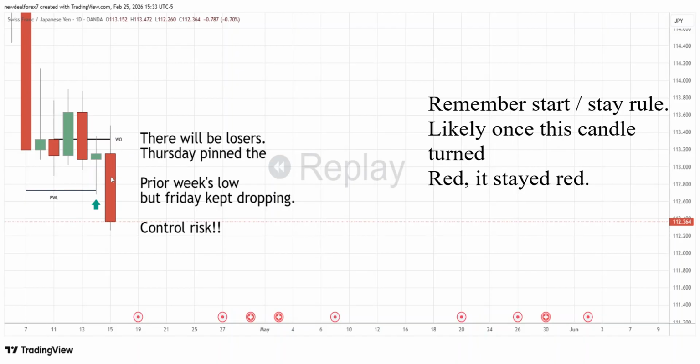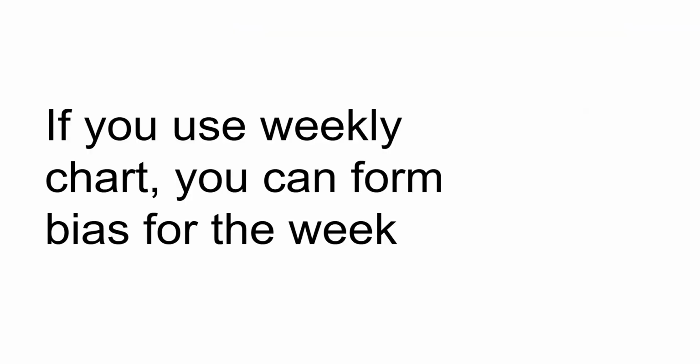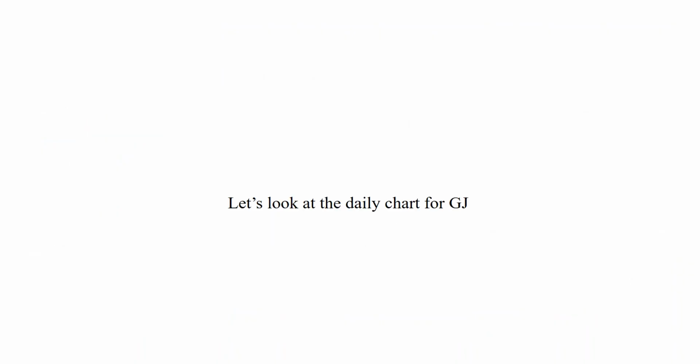Once it turned red and started coming back, that was your sign that, hey, look, not going to be a green day. Okay, take what you can get or get out while you can. All right. Now, if you can use the weekly chart to form your bias for the week, then you can definitely avoid losses or counter trend trading.